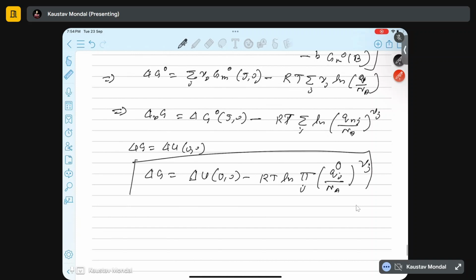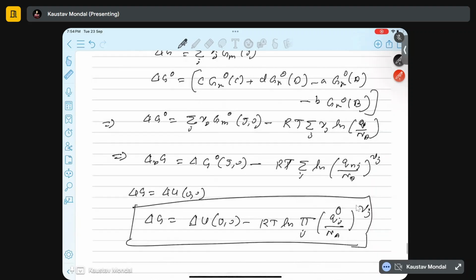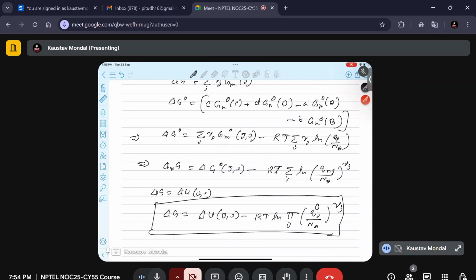This is how you can write the Gibbs free energy in terms of a function of Q, and we will discuss it further in the next tutorial. So far this is it. In the next tutorial we'll discuss more from this. We are almost at the end of the class, so let me just stop the recording.